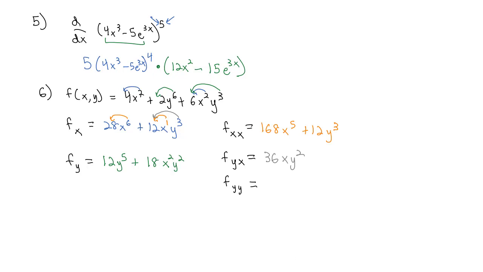The only one to find now is just the derivative with respect to y twice. So we'll look at that green equation, the f sub y. Taking the derivative, we pull the exponent out front. 12 times 5 is 60, y to the 4th, as we decrease the exponent by 1. And on the second term, again treating the x like a constant, taking the derivative of y, we get plus 18 times 2 is 36, y to the 1st. And that x squared is along for the ride. And that completes our second derivative.